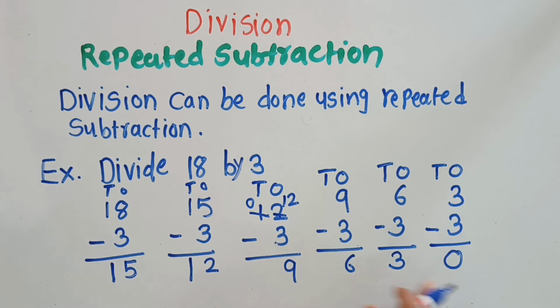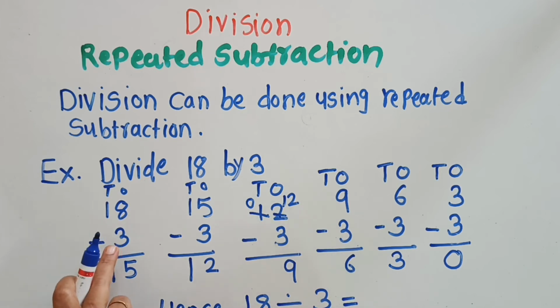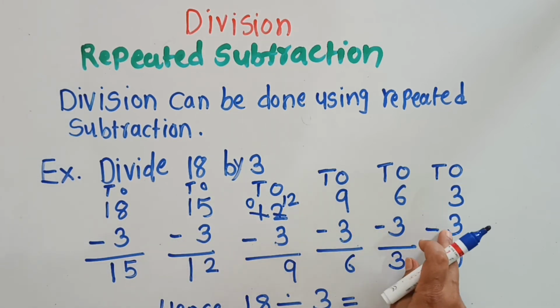Now tell me children, how many times we subtract 3 here? Count 1, 2, 3, 4, 5 and 6. Yes, we subtract these 3 six times. So, the answer is: this 18 divided by 3 is equal to how many times? 1, 2, 3, 4, 5, 6. Yes, 18 divided by 3 is equal to 6.